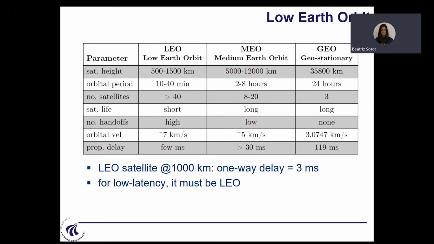So for GEO, the propagation delay is already more than 100 milliseconds. Of course, this is really far away from the 1 millisecond that Cheda was mentioning this morning for URLLC. If we go to low orbits, then we talk about a few milliseconds. For example, at 1,000 kilometers, we have 3 milliseconds. So if we want to do anything that is close to low latency, it has to be LEO.